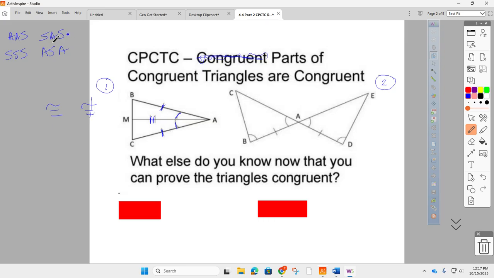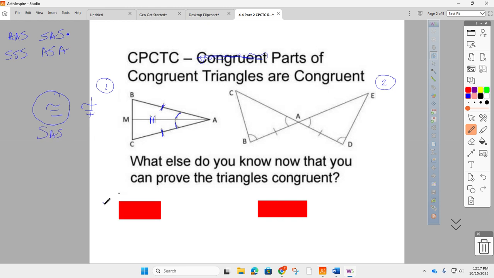That means the angle has to be the included angle, has to be in between the 2 sides. Is that angle the included angle? Ashley says yes. What do you think, Helen? It is, right? So congruent side, congruent angle, congruent side. So we can say that they are congruent, side, angle, side.